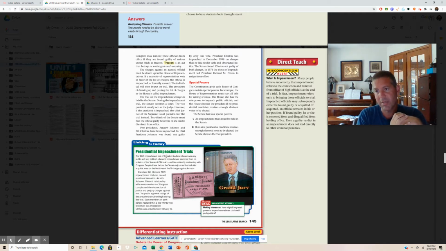But in presidential terms, only Andrew Johnson, way back after the Civil War in the 1860s, was impeached by the House and found not guilty by the Senate up until the 1990s. And then since 1999, two presidents have been impeached. Bill Clinton, a Democrat, was impeached in 1999, and then Donald Trump was impeached by the U.S. House in his first term in office.